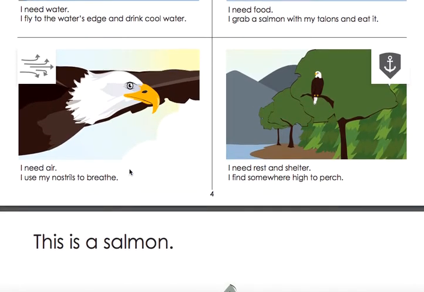I need air. I use my nostrils to breathe. I need rest and shelter or a place to live. I find somewhere high to perch.